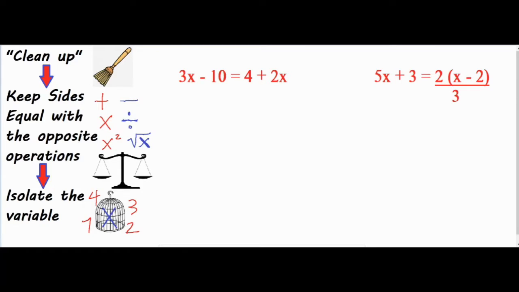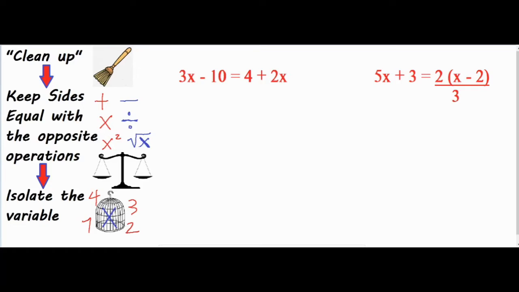So whatever variable you're looking for, isolating it means basically having it on one side of the equal sign by itself. So our goal is to basically move everything away from our unknown variable so that we have x equals and then some number on the other side.